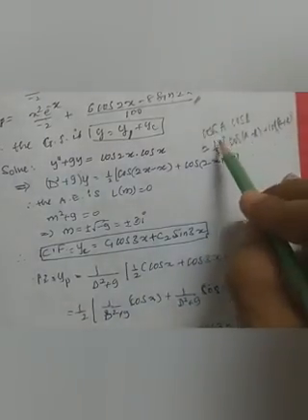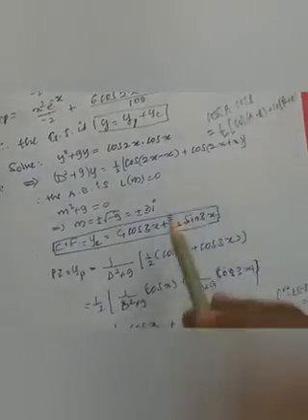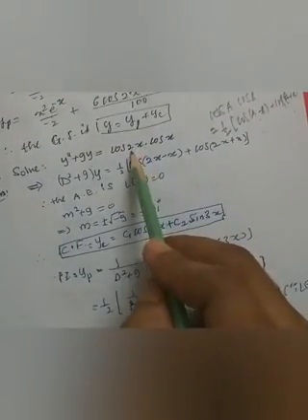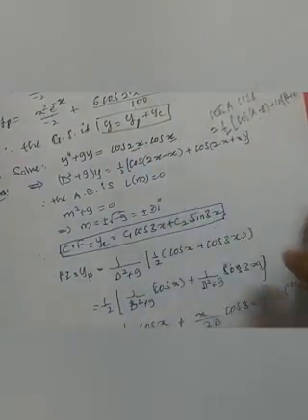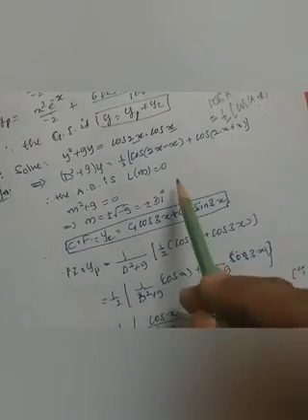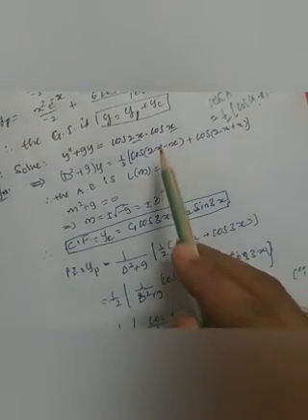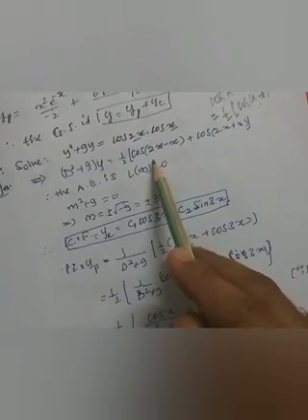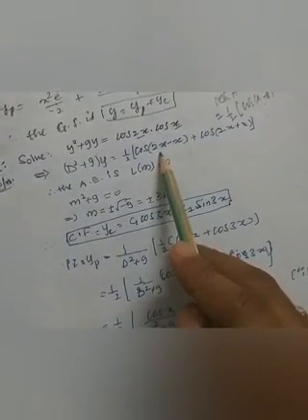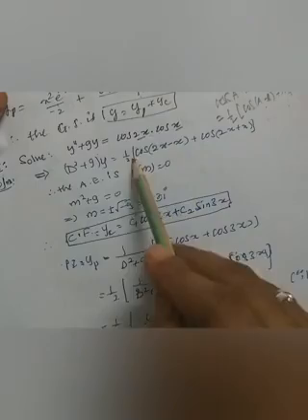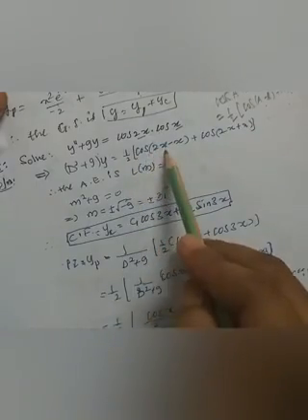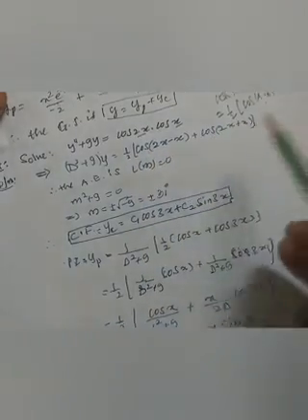So that 2 gets cancelled, so you get this. Using that formula here, a is equal to 2, b is equal to x. Afterwards you can write it as 1 by 2 times cos x plus cos 3x. Afterwards you simplify that.